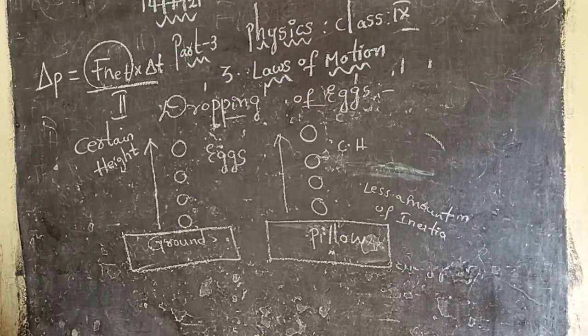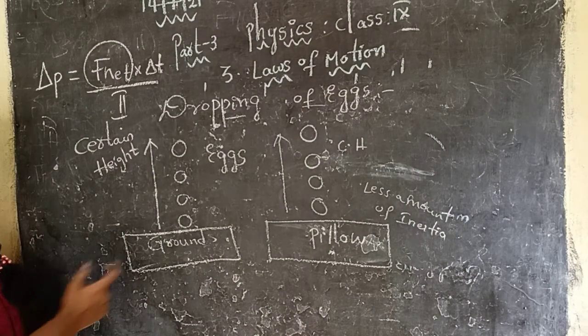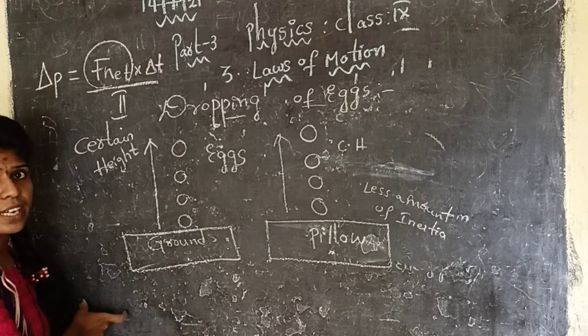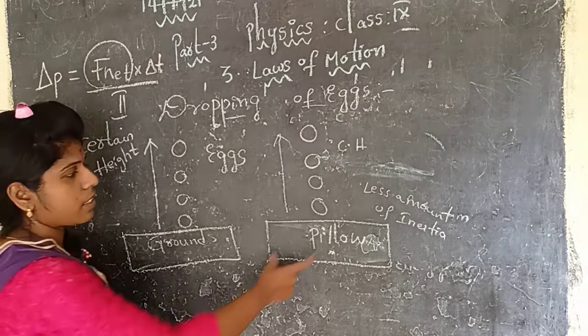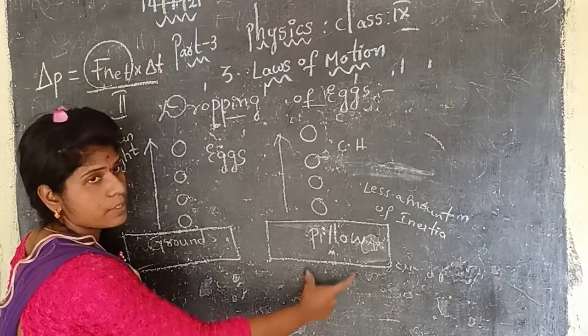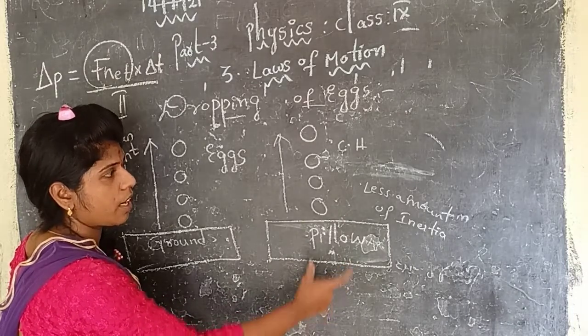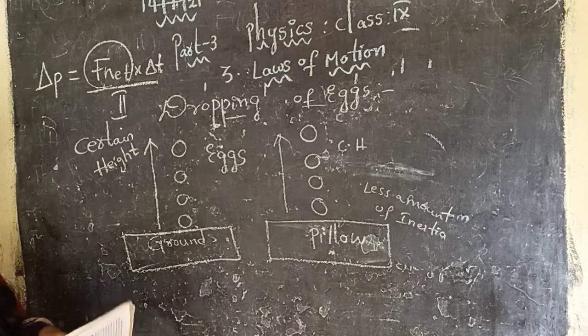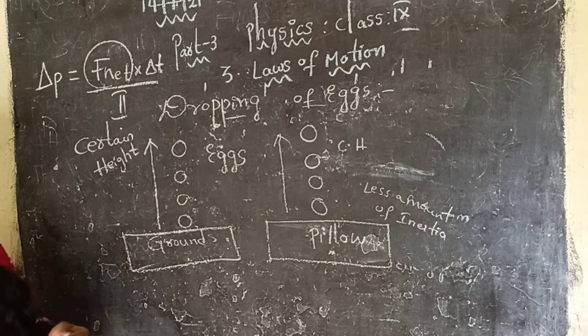What are we going to conclude here? On the surface of the ground, a large amount of inertia is acting, whereas on the surface of the pillow, a smaller force is acting, or less amount of inertia is acting. Is it clear now? Once I am explaining.